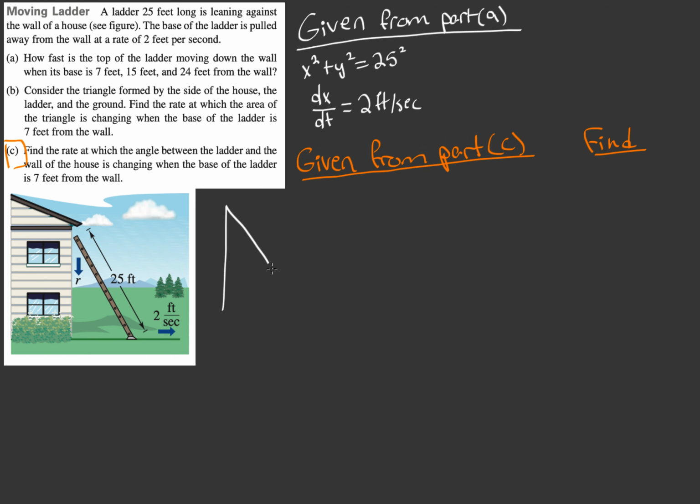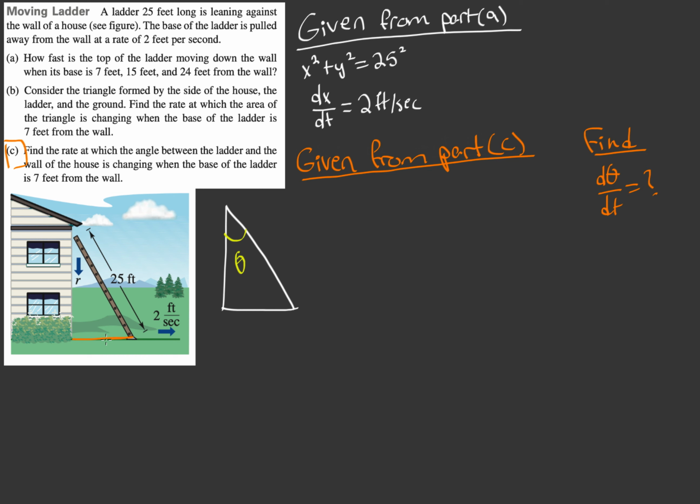So first things first, we have to figure out what they're asking for. If this is our ladder and this is our wall, the angle between them is this theta. So we need the rate at which the angle between the ladder and the wall is changing. If we're changing our angle, it's d theta dt. How is the angle changing with respect to time? When the base of the ladder is 7 feet.